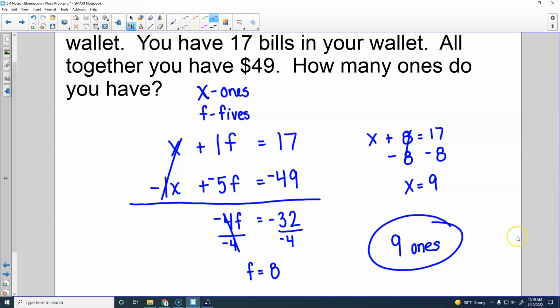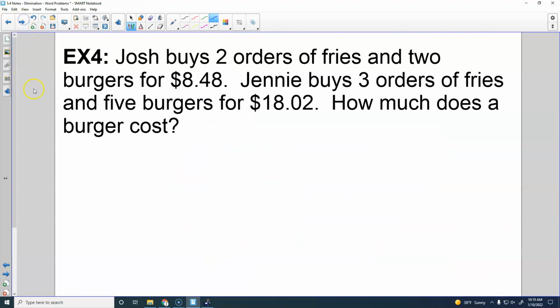Yes, there is a video on Canvas that you can look at where we did those if you need to. All right, let's look at this last one that we have here. Josh buys 2 orders of fries and 2 burgers for $8.48. Jenny buys 3 orders of fries and 5 burgers for $18.02. How much does a burger cost?